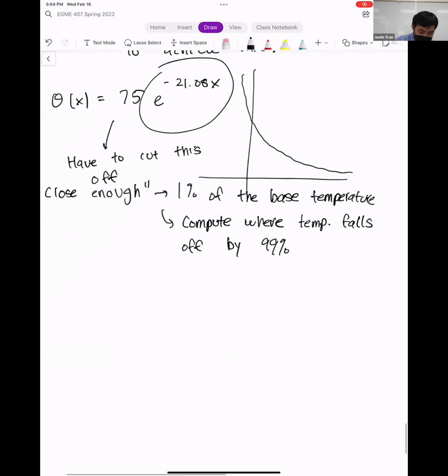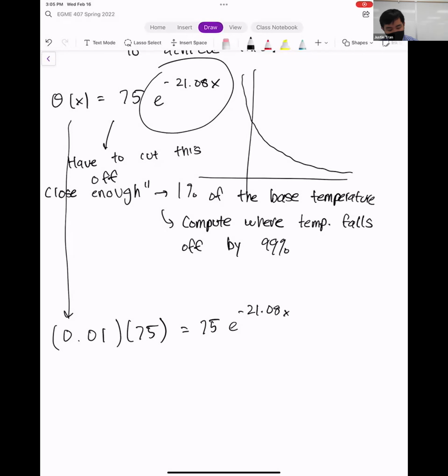Okay. And so instead of setting the left-hand side equal to 0, what I'm going to do is set the left-hand side equal to 0.01 multiplied by the base temperature here, which is 75. And so if we do this, this is going to be equal to 0.75, which is equal to 75 e to the minus 21.08 x.